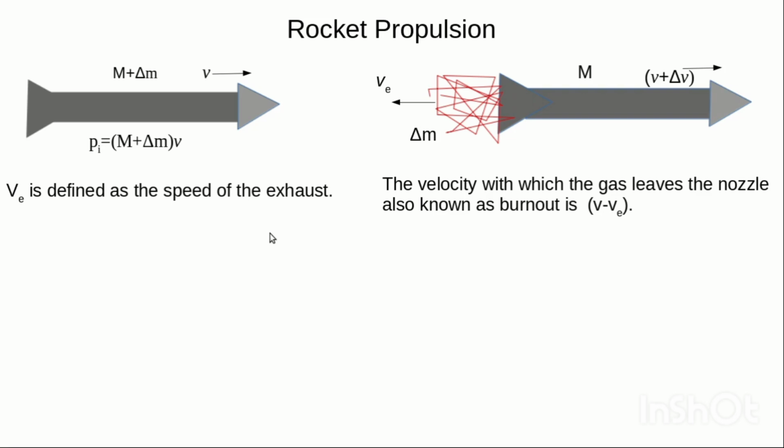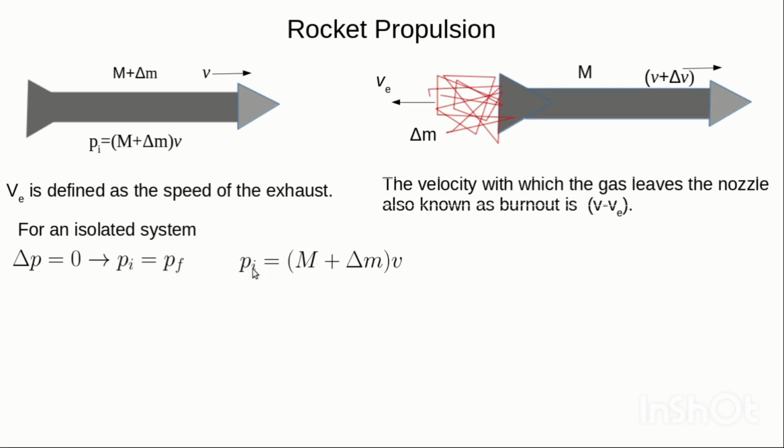Okay, so let's consider an isolated system. We can see that it's just only this rocket. It is not interacting with any other object or any other rockets. It's just only it. So we say it's an isolated system. So the change in momentum will always be equal to 0. That means the initial momentum must be equal to the final momentum. So we have our initial momentum, which is this times this.